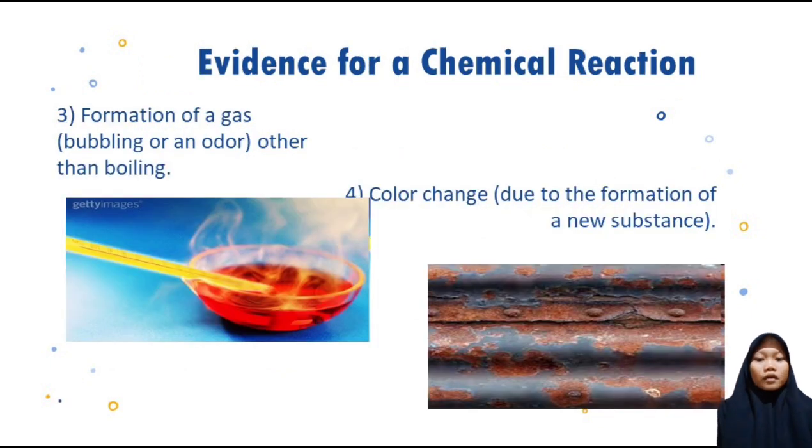Third, formation of a gas. Gas formation is another piece of evidence that a chemical reaction has occurred. When baking soda and vinegar are mixed, carbon dioxide gas is produced. Fourth, color change. When substances involved in a chemical reaction change color, it is evidence of a chemical reaction. For example, when iron rusts, it changes color from silver to reddish brown.